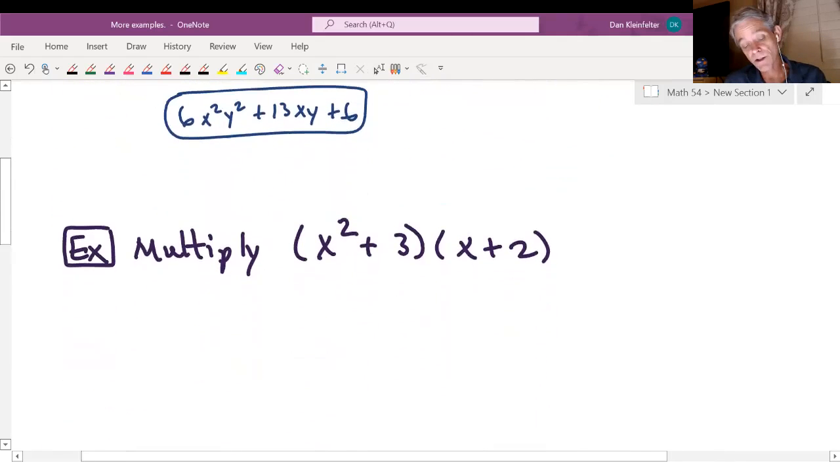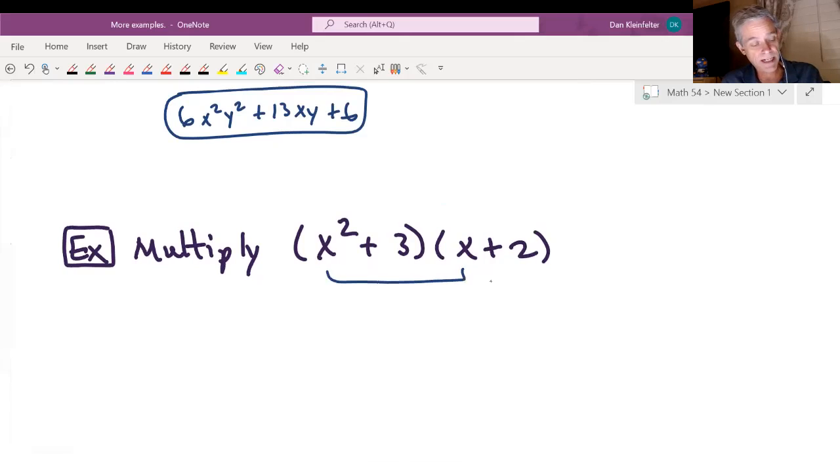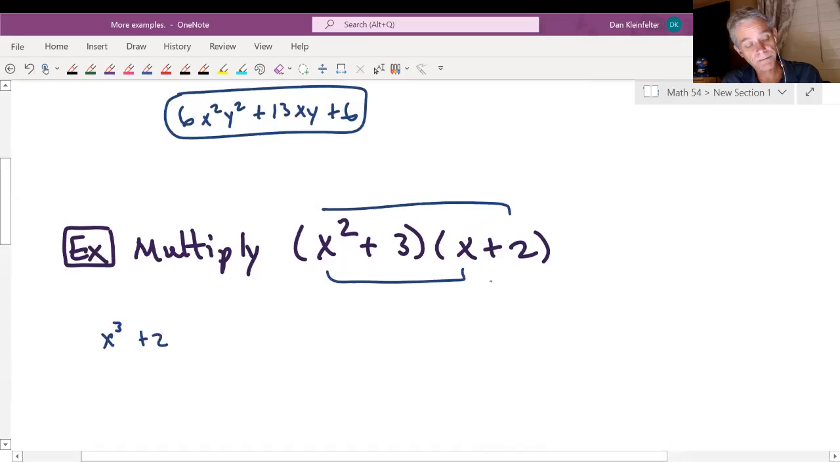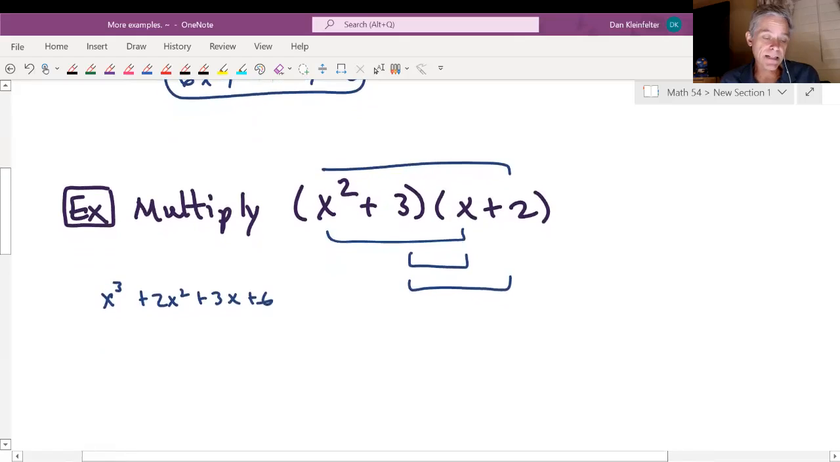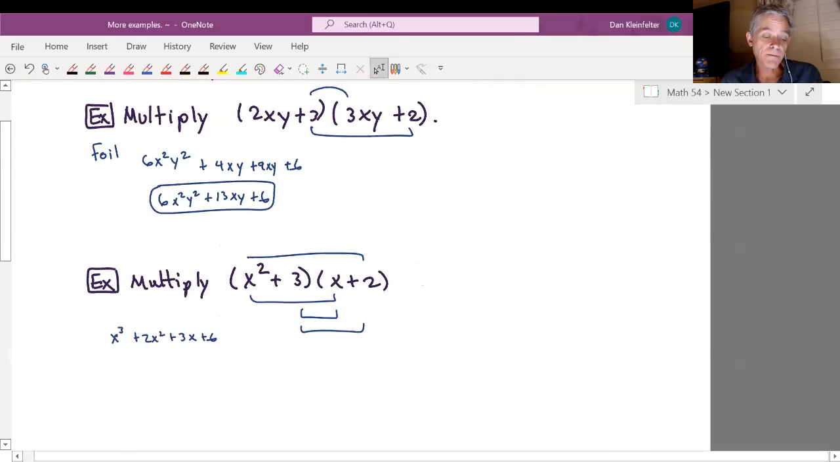Okay, here this one also is 2 terms times 2 terms, so we can go ahead and use FOIL to get this done. So x squared times x is x cubed. x squared times 2 is 2x squared. Inners, 3 times x is 3x. And then lastly, 3 times 2 is 6. Okay, and that'll do it. That's probably the simplest way to do a product of two binomials.